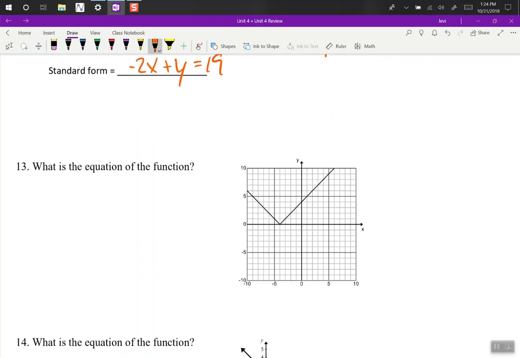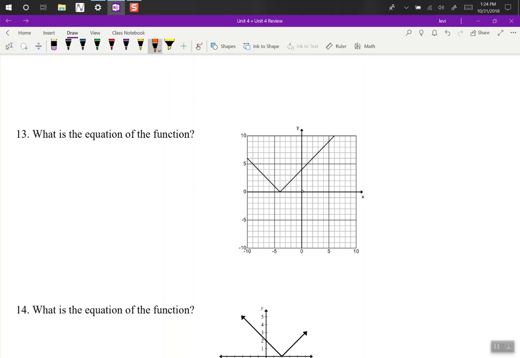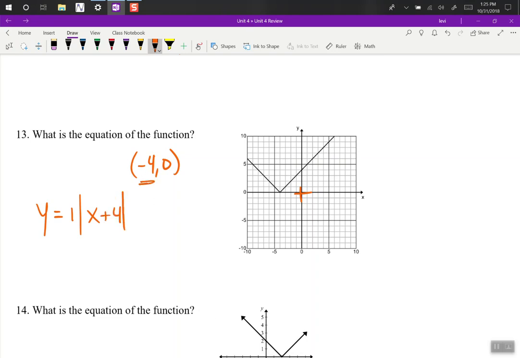What's this function? Well, here's our origin here, so that's at negative 4, 0. And our slope looks like we're going up 1 over 1, so it's y equals a value of 1 times the absolute value of x minus our x value, so x plus 4, and then plus k, so plus 0. Now we don't need the 1 and the 0, so y equals the absolute value of x plus 4. That's it.